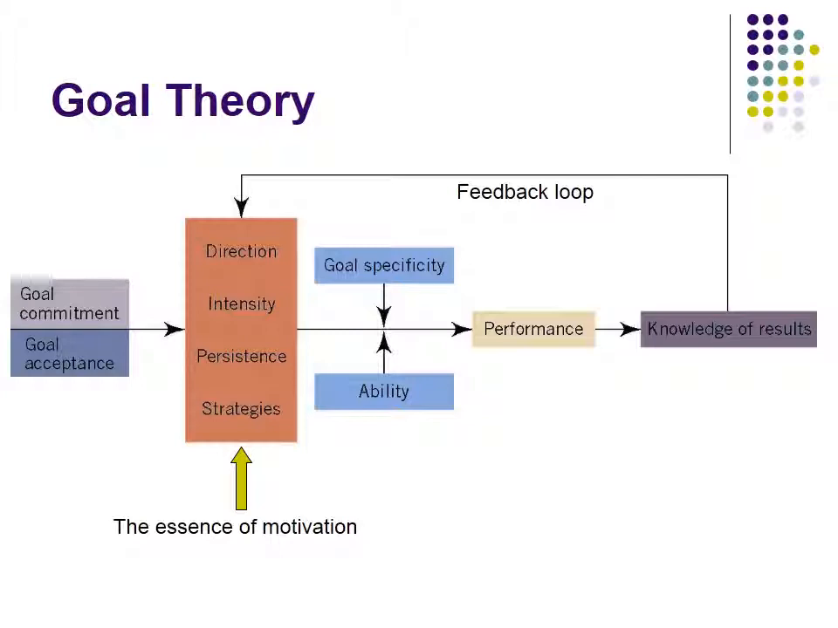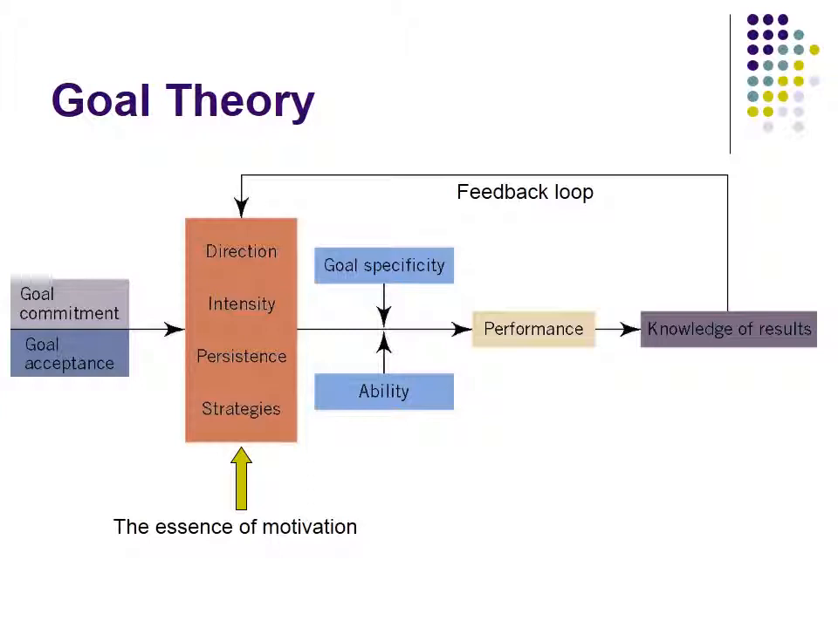the more likely, according to goal theory, that direction, intensity, persistence, and strategy will result in increased performance. Ability is another factor. So again, this is an acknowledgement that you can highly motivate someone, but if they just don't have the ability to do what is necessary to get to the goal, it's not going to help. It all falls apart. But if you have a specific, moderately difficult goal, and the person has the ability, and they're motivated by the goal commitment and goal acceptance, you're going to see performance.